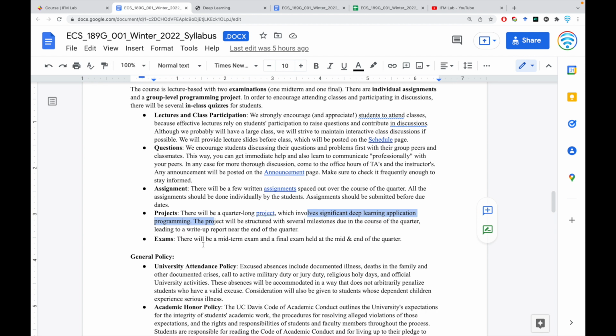Exams. There will be a midterm exam and also one final exam for the course, held at the middle and the end of the quarter for students.